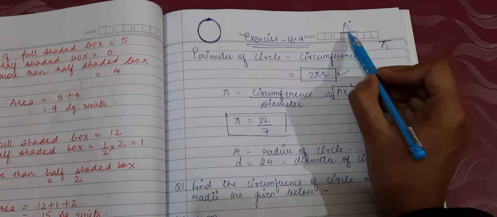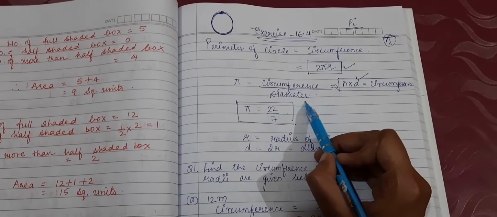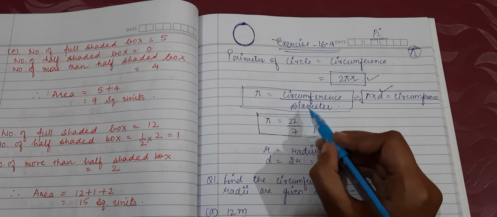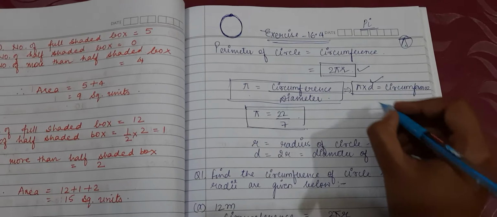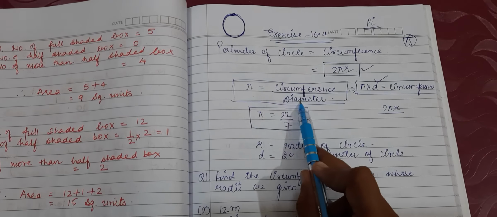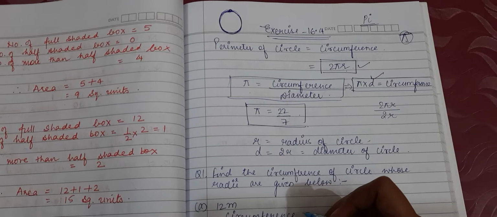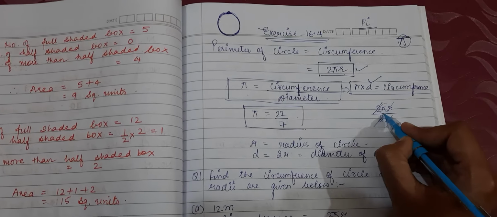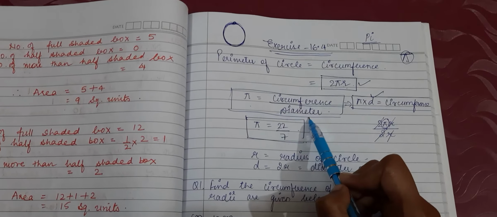Now pi means circumference upon diameter. This is the ratio of the circumference and the diameter. I have told you the circumference is 2 pi r. And what is the diameter? Diameter is always double the radius, so I write twice the radius. When this is the ratio, I can cancel 2 with 2, r with r. What am I left with? Only pi.